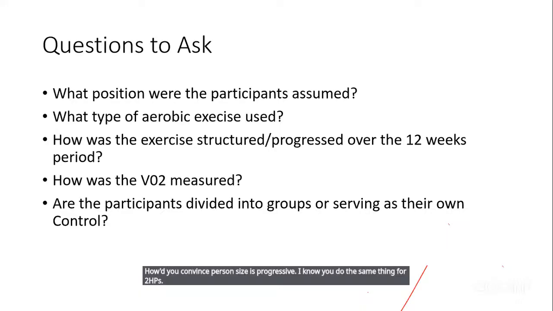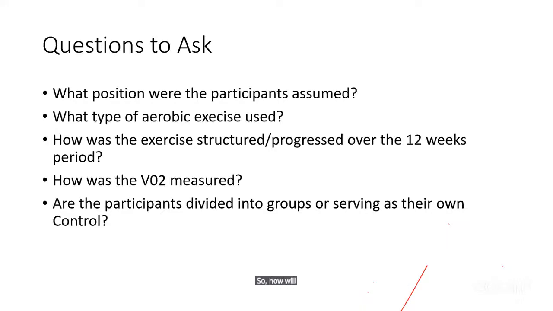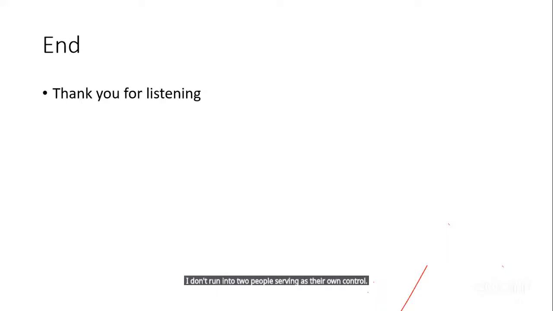So how was the VO2 measured? Did you use an instrument or an equation? It's not reviewed in that study. And participants were divided into two groups, serving as their own control. So these are the issues in that study. That leads us to the end of part one of this presentation, introduction and methodology. So is there any question?